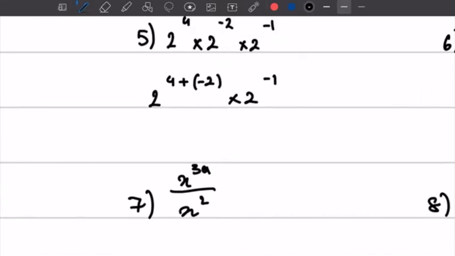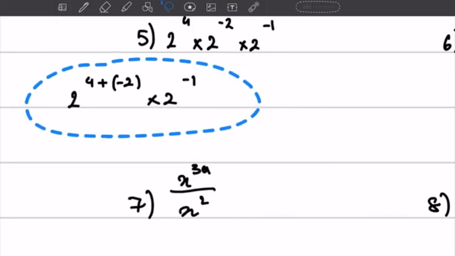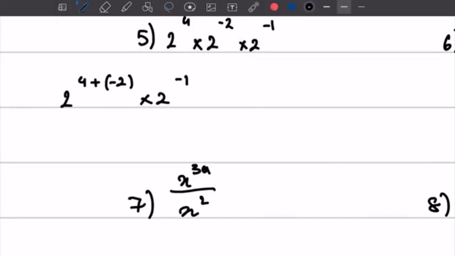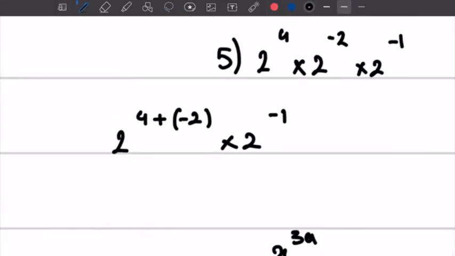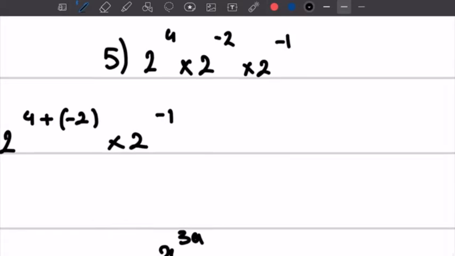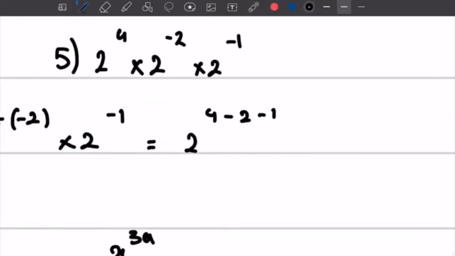After you do this, let me just move that here because I don't really have space. You know plus and minus just becomes minus. So this is basically 2 to the power of 4 minus 2. So when you get 2 to the power of 4 minus 2, you get 2 to the power of 4 minus 2 minus 1 because of this other one. So you have 4 minus 2 minus 1, which is just 2 to the power of 1, or you can just leave it as 2.